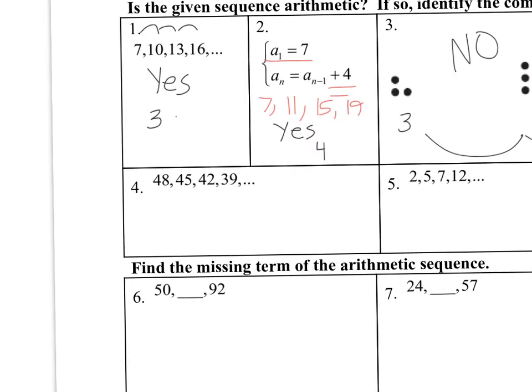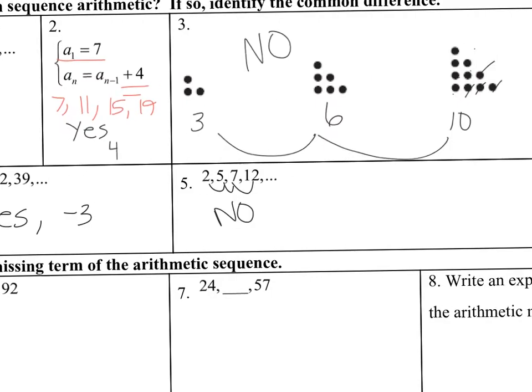Number 4 is yes, the common difference is -3. I'm going down 3. Number 5 is up 3, up 2, up 5. So no, you're not going up by the same number. And then that's it.